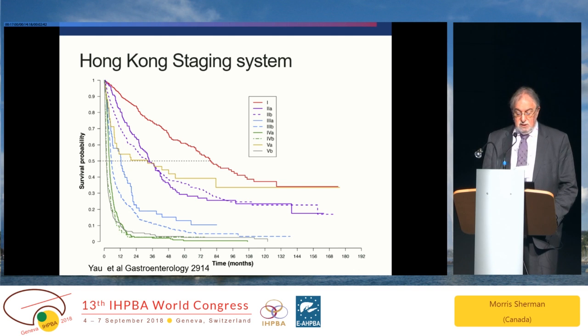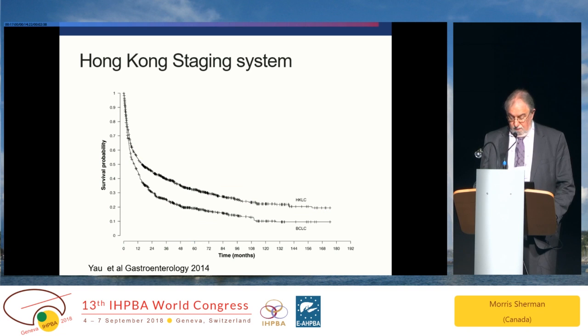Nonetheless, the Hong Kong staging system did become popular in some studies. Before we get there, this is also from the original paper, and it shows that the Hong Kong staging system had a better predictability, or rather better outcome, than the BCLC staging system. But is that a factor of the staging system, or is that a factor of the more aggressive treatment that the Hong Kong surgeons provided? It's probably related to the more aggressive treatment.